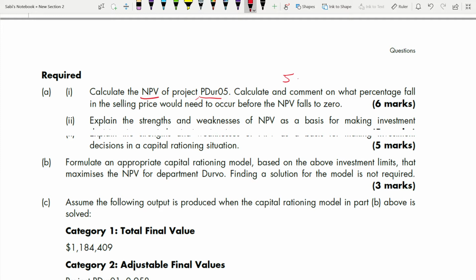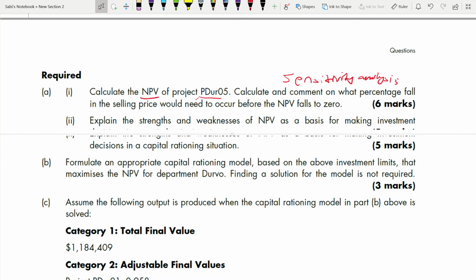They might not mention this term, but indirectly they are asking you about sensitivity analysis: how sensitive the net present value is to the selling price. Next, explain the strengths and weaknesses of net present value as a basis for making investment decisions in a capital rationing situation. We know that if net present value is positive, we have to accept.